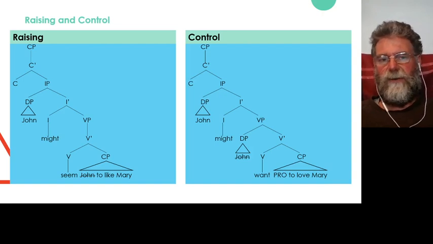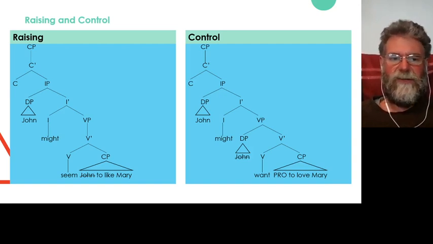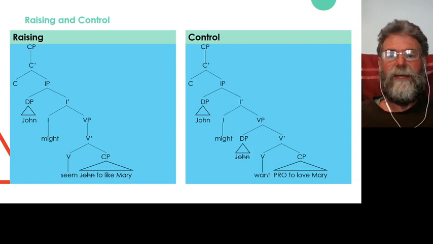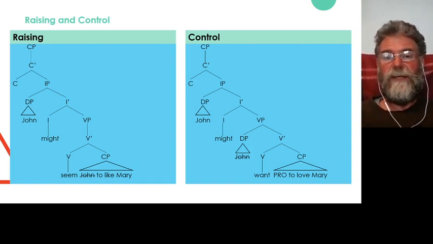It looks as though they're the same as well because, again, we've got a non-finite clause with an unpronounced subject. The raising instance has got an unpronounced subject simply because that subject has been moved out of that position and isn't pronounced there anymore. Whereas the control case has got an unpronounced subject because there's an unpronounced pronoun sitting in that position.